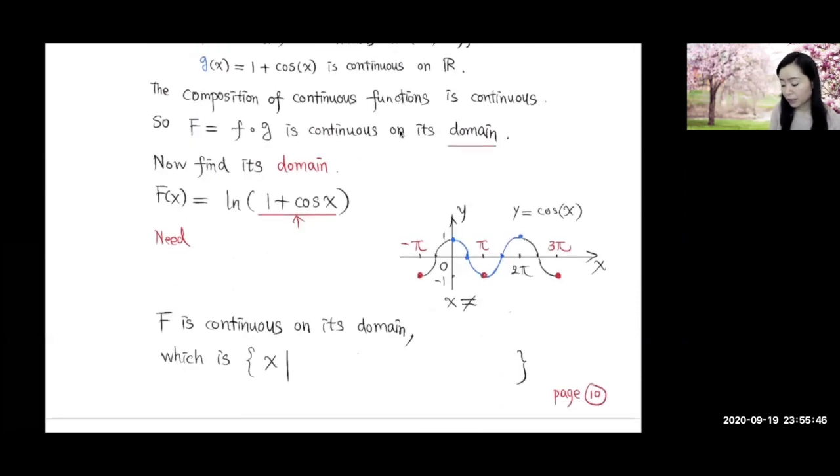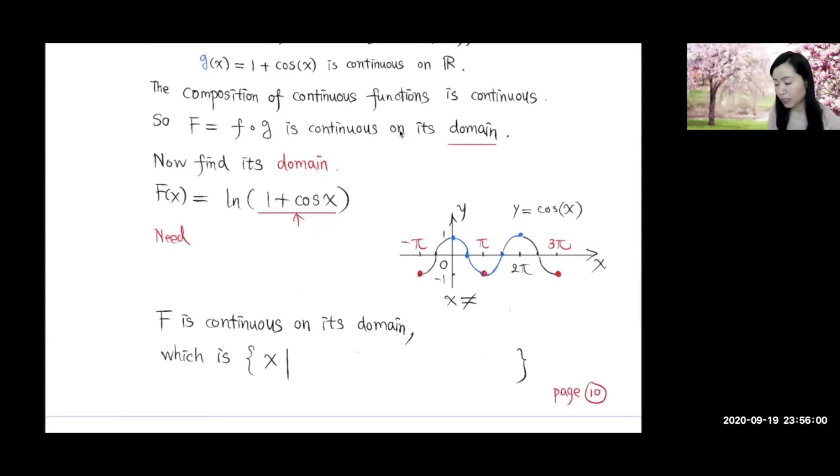To find the domain, look at this one here that involves Ln. The whole quantity that you take Ln of has to be strictly greater than 0. So we need 1 plus cosine x greater than 0, which means cosine x is greater than -1. Now the graph of cosine x looks like this. It's always -1 or above. So let's think about when cosine x equals -1. Looks like cosine x equals -1 here, here, and here, when x equals plus or minus pi, plus or minus 3 pi, etc. So in order for cosine x to be greater than -1, x cannot be equal to plus or minus pi, plus or minus 3 pi, plus or minus 5 pi, etc.